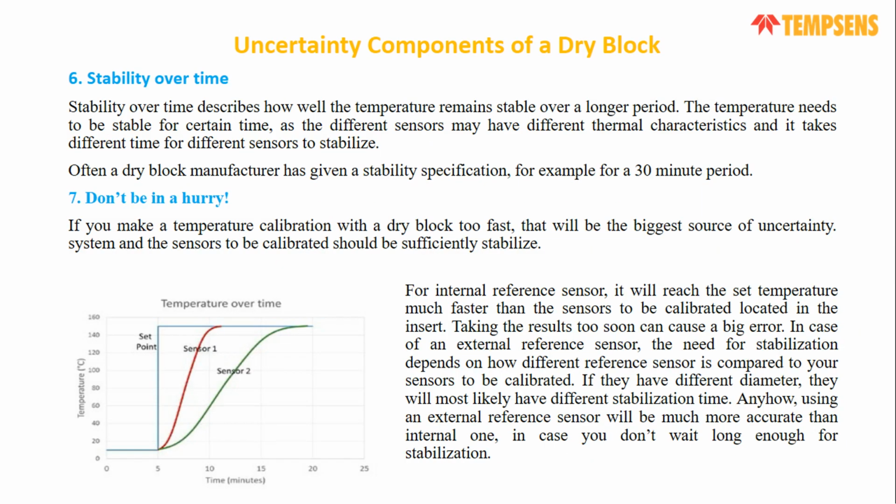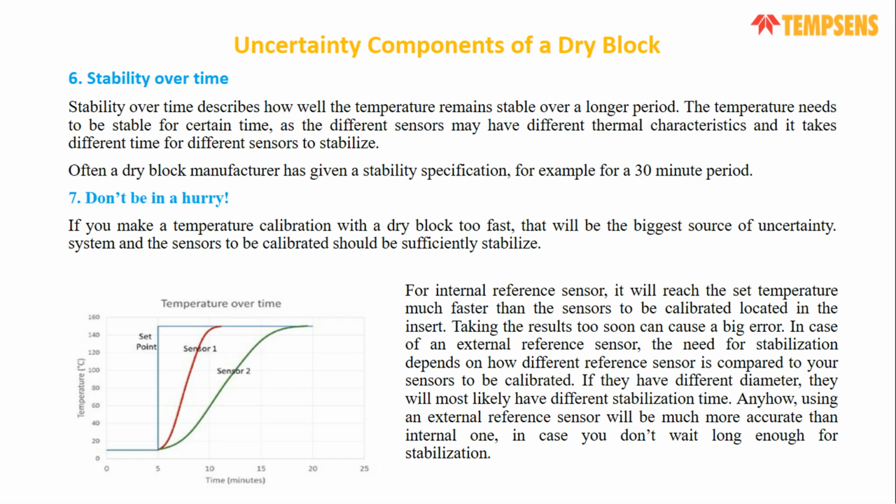And the sixth one is the stability over time. For every dry block temperature calibrator, stability is also one of the major components. It means you have to give proper time for your master sensor, test sensor, and the furnace to reach stability before taking any reading. Stability is nothing but when the system temperature of the furnace or calibrator stays stable over a longer period of time. As a standard, we consider 30 minutes.